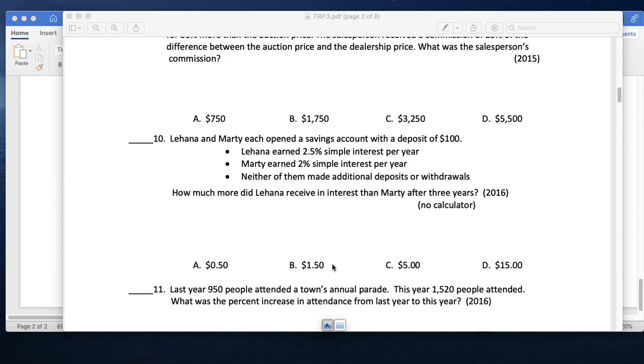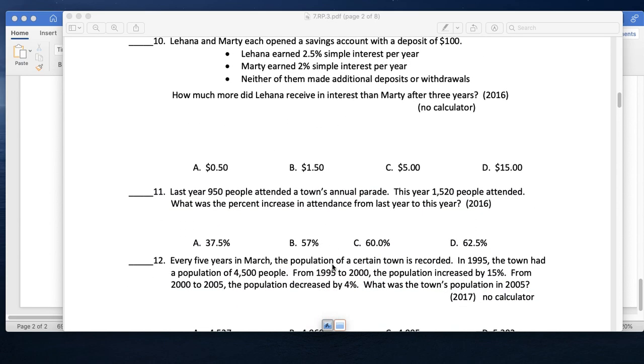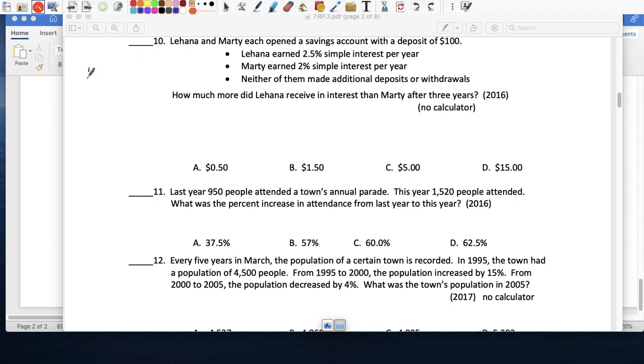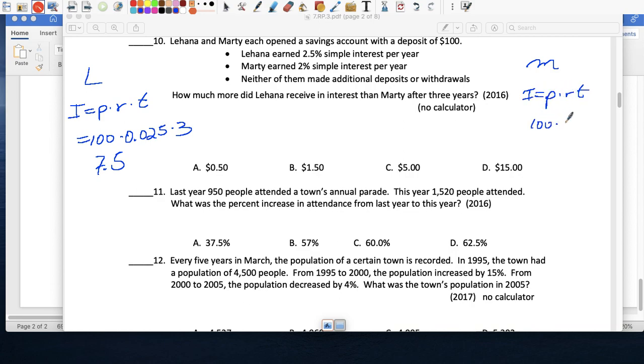Simple interest. Okay, again, two questions that deal with simple interest. So let's do Liana here and Marty over here. Both start with 100. Liana's rate is 0.025, and we're talking about 3 years, okay? So Liana makes $7.50. Marty, on the other hand, 100 times a rate of 0.02 times 3, he makes $6. So what's the difference between the two? Well, 7.5 minus 6 is 1.5.